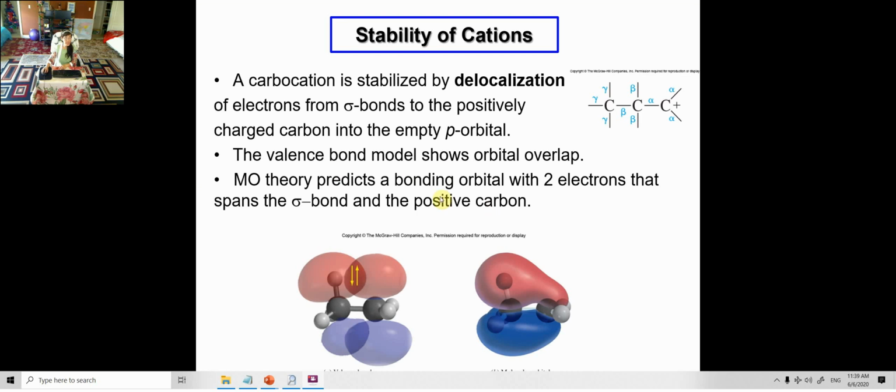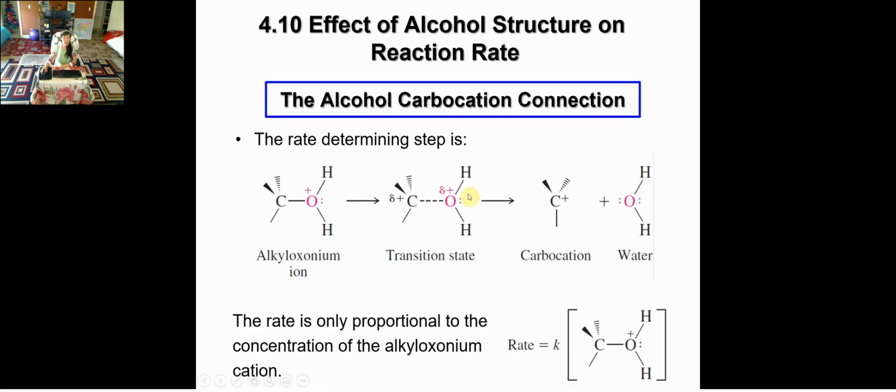So again, let's continue our lecture related to the stability of carbocation. Again, the more delocalized your electrons, the more stable the related carbocation is. You can use a valence bond model to show the orbital overlap. Molecular orbital theory can help you to understand or predict the 2 electrons which can be spanning over the sigma bond and over this beta carbon.